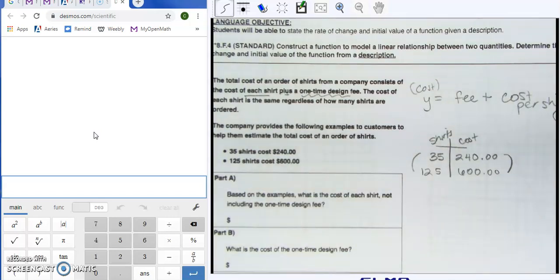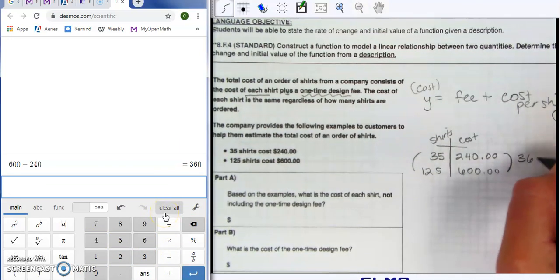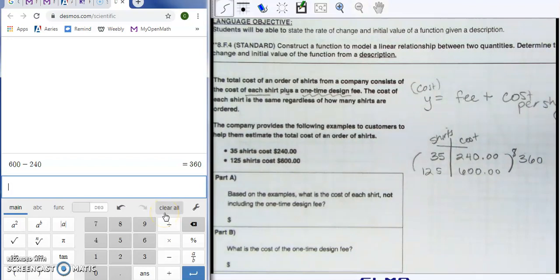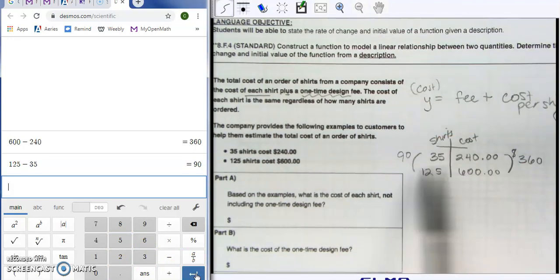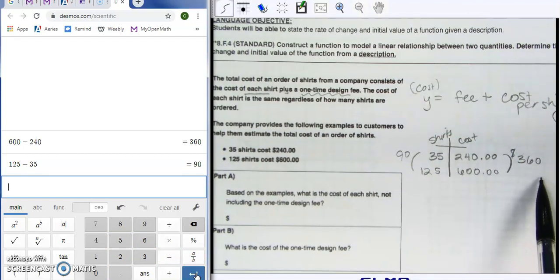So if you can't do that in your head, you should be able to, but that's why the lovely calculator is here. So we can do 600, take away 240, just so that we can check and make sure, okay, that change was 360. So it was an extra $360 for how many extra shirts? Well, let's see. We had 125 in that second order and 35 in the first order, so the change in shirts is 90. So for 90 more shirts, we had to pay $360 more.